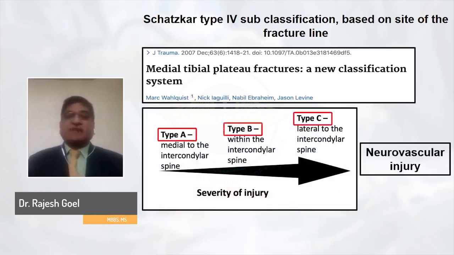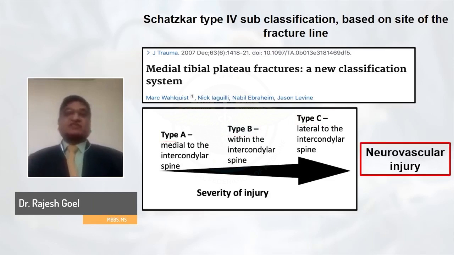Because as we go from type A to type C, the neurovascular injury chances are increased, and the severity of the injury is increased. So type A is a very mild type, while type C is a very severe type, and there may be severe neurovascular injury as well.